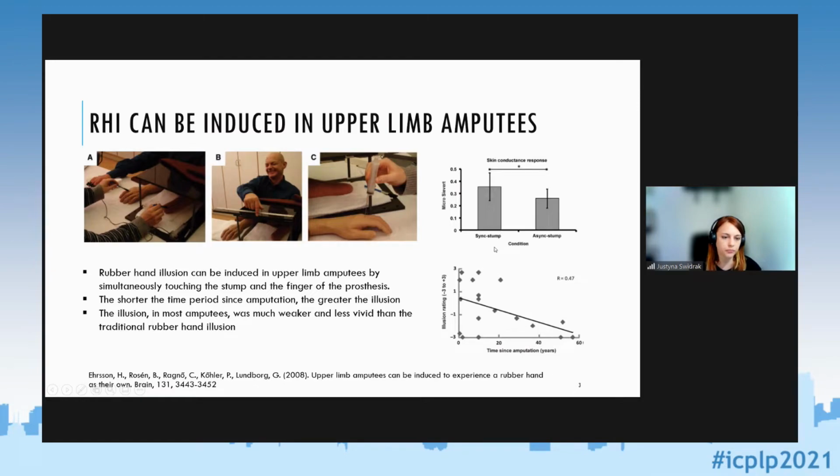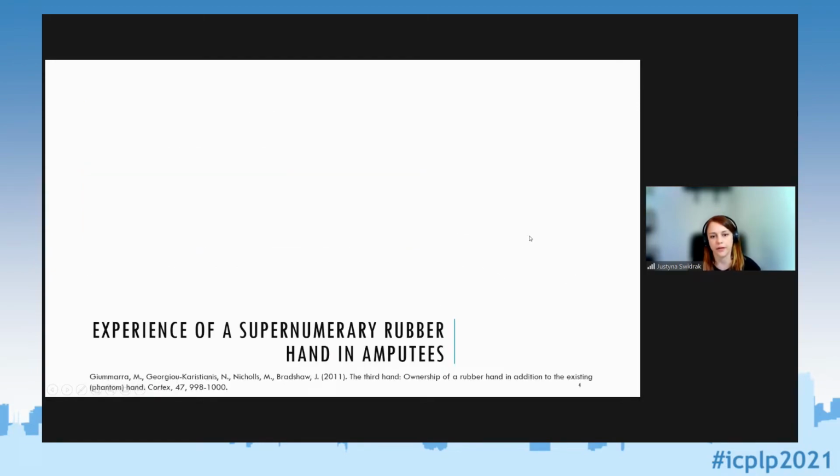Importantly, in the traditional rubber hand paradigm, participants never experience the fake hand as a supernumerary limb. The point is that participants feel ownership over the rubber hand and don't feel ownership of the normal healthy limb. The only exception is when they are presented with two artificial hands. And in that case, and in this study I will describe briefly, it was not always the case.